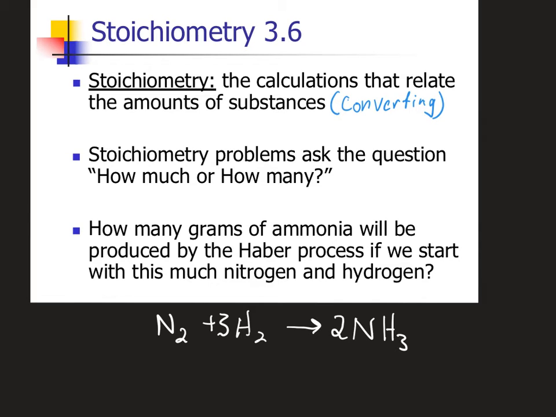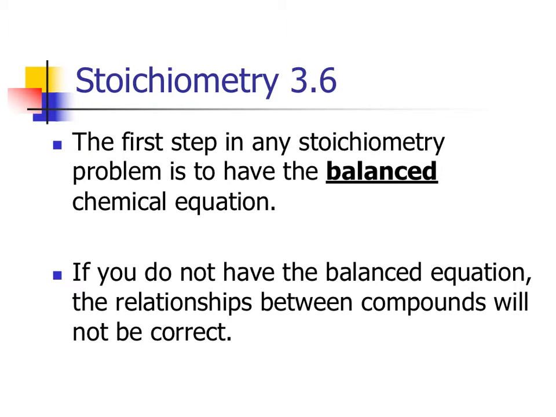You have to look at what you're given when the process happens. The first step in a stoichiometry problem is having that balanced chemical reaction or chemical equation. Okay? Why is that important? Because you need the relationship between the compounds to be spot on. What does that mean? To be correct, accurate. You need a balanced chemical reaction. If you do not have the correct stoichiometric ratio, which comes from a balanced chemical reaction, things can go wrong really fast.